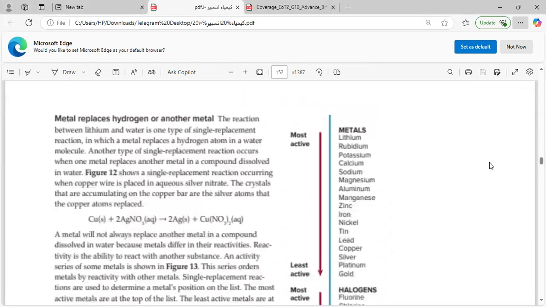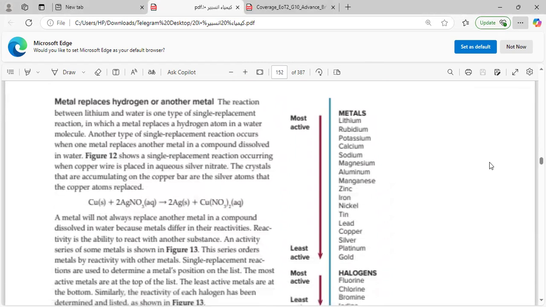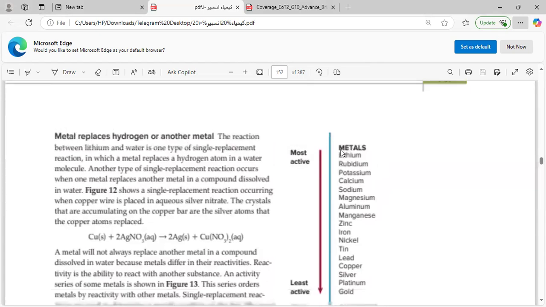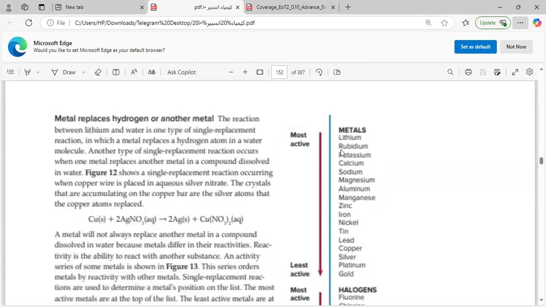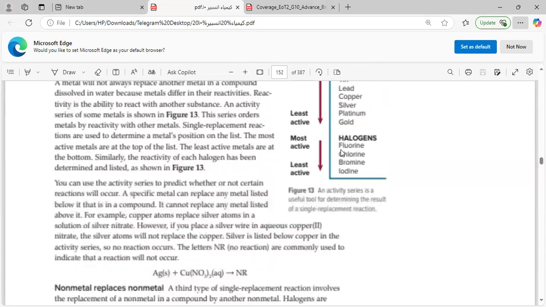Next, we have metals replacing hydrogen or another metal. Here we have lithium, rubidium, potassium, calcium, sodium, magnesium, aluminum, manganese, zinc, and iron. This is the metal replacement, from the higher active to the less active. The first one is lithium. The lower one here is fluoride, the most active of the halogens. The halogens are fluorine, chlorine, bromine, and iodine.